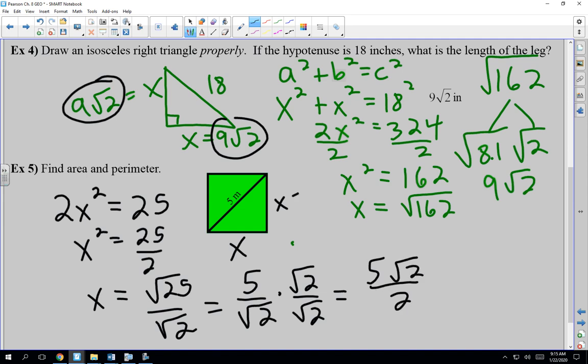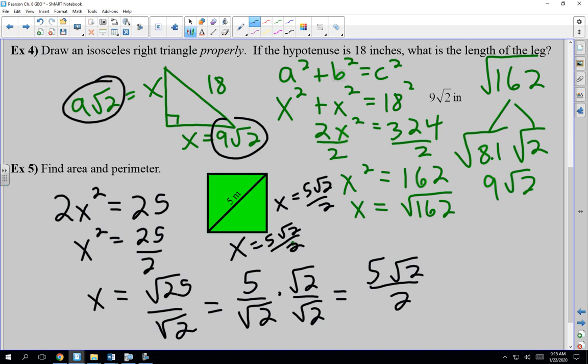So each of these sides are 5 root 2 over 2 and 5 root 2 over 2, which is interesting because that's kind of the same pattern as up here. It's half of the hypotenuse times root 2. I wonder if that's always true. Come back Friday. You have to come back Friday. But for 45-45 right triangles.